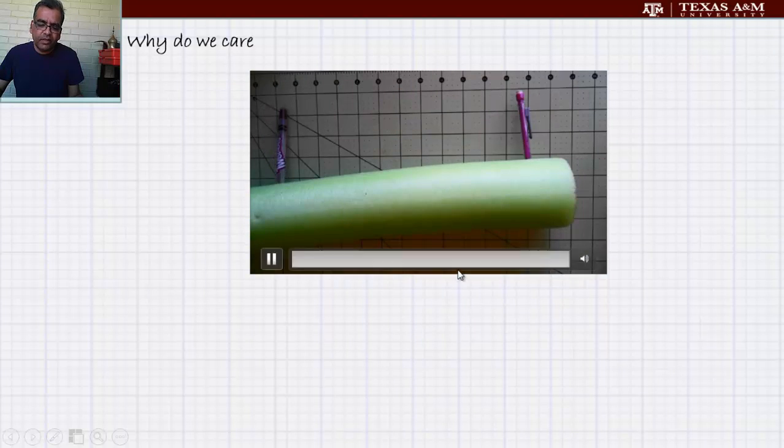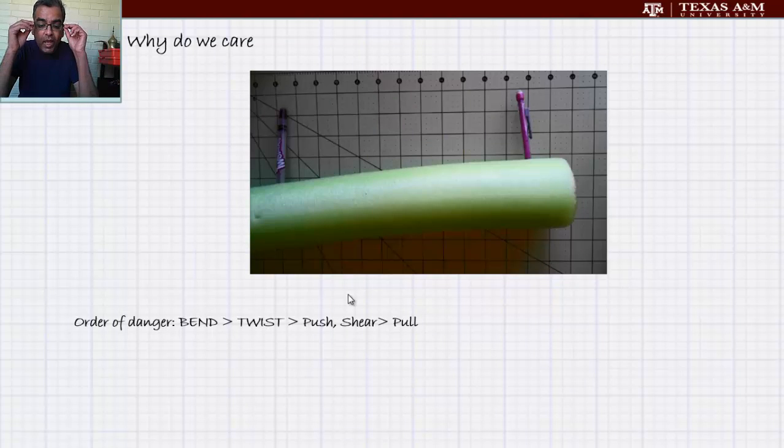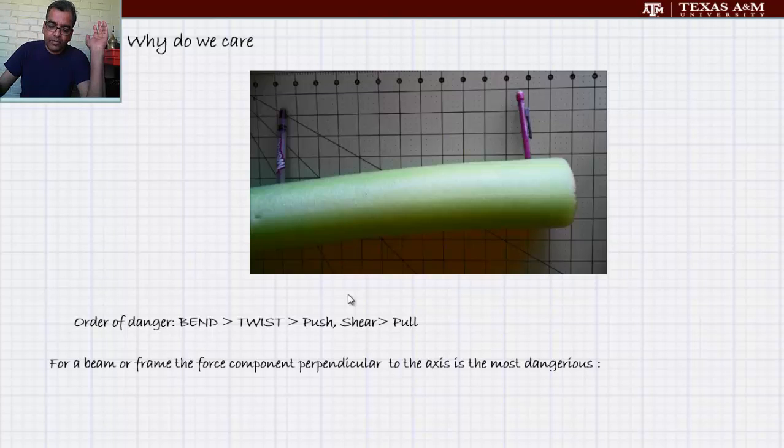So I want you to understand that these are the four mechanisms where something can fail. Okay? And the order of damage is the following. Bending is the worst. Twisting is next. Push and shear are similar. So sometimes things will fail by shear, sometimes things will fail by push. The last one, the safest way to apply some load to something is pulling. Now this varies, but this is generally the case. Okay?